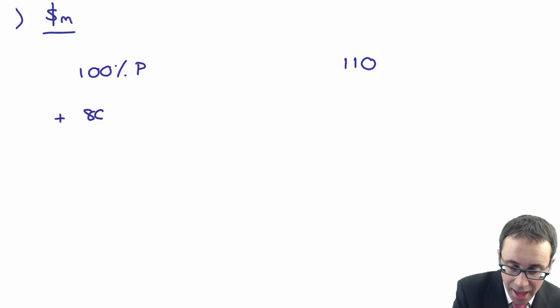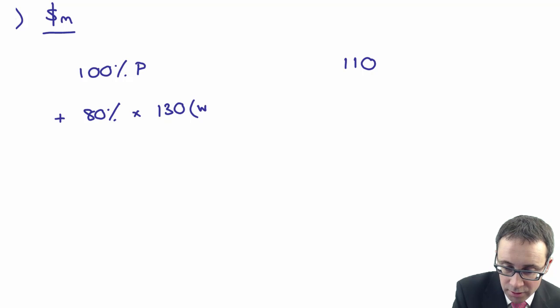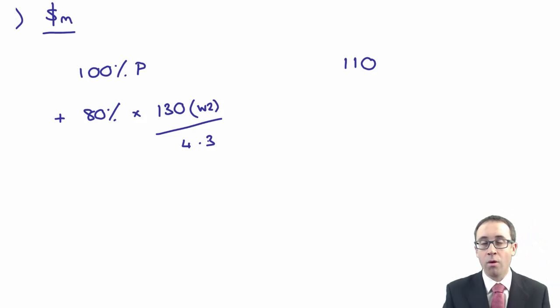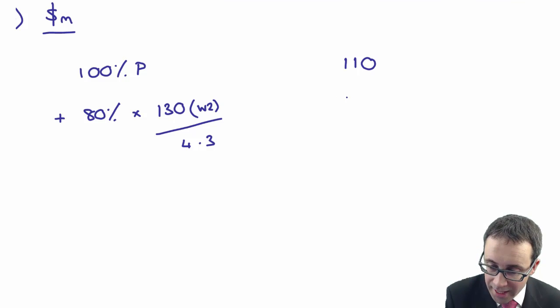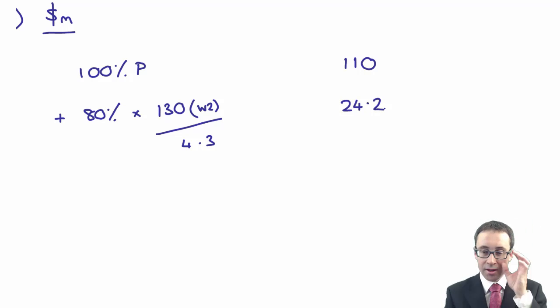We then add 80% of the post-acquisition profits from working two. But remember, the 130 is in dinar, so you need to translate that at the closing rate. Everything on the SFP is done at the closing rate. So that gives me 24.2. Okay. Excellent. Everybody happy so far?